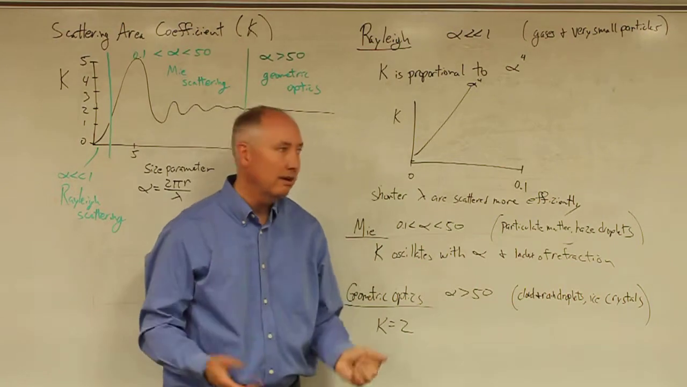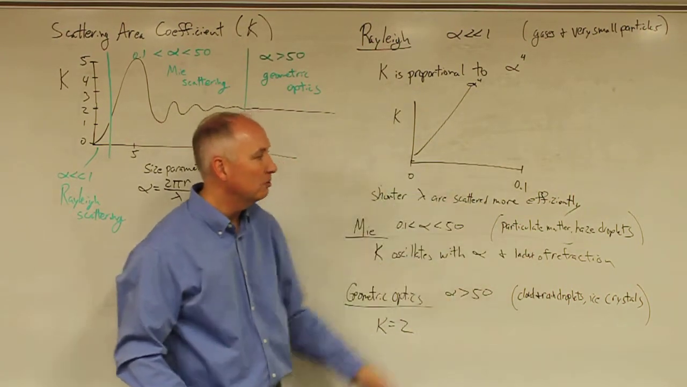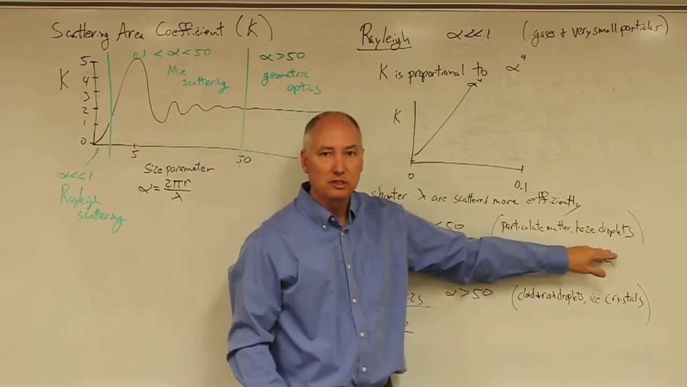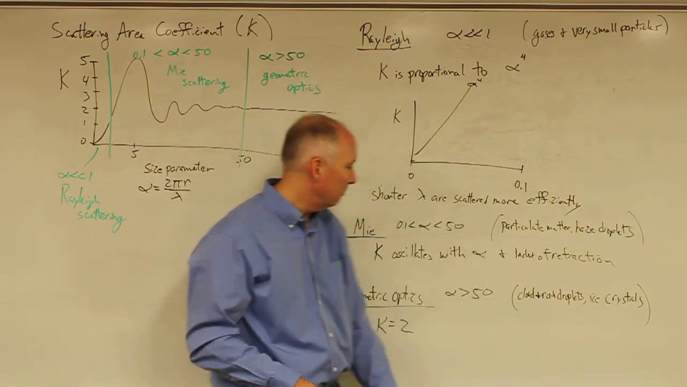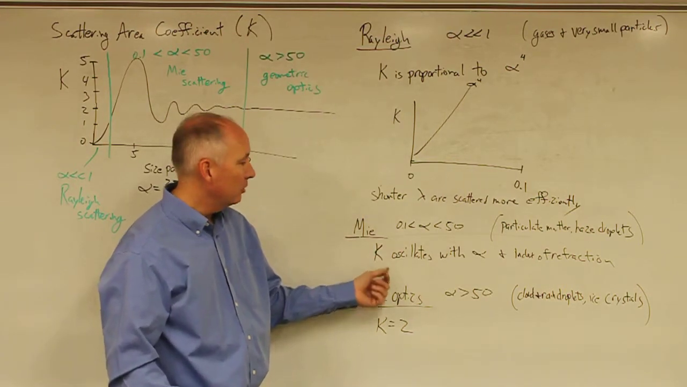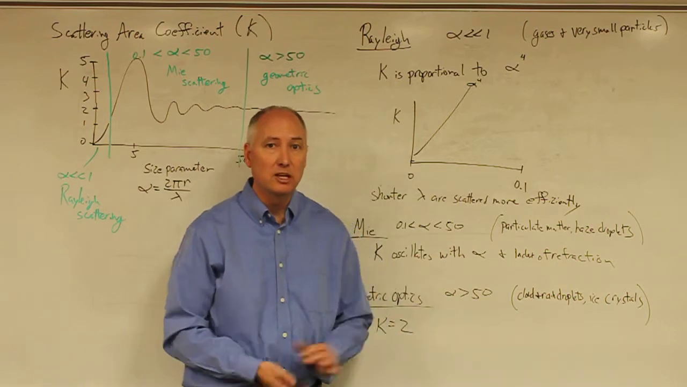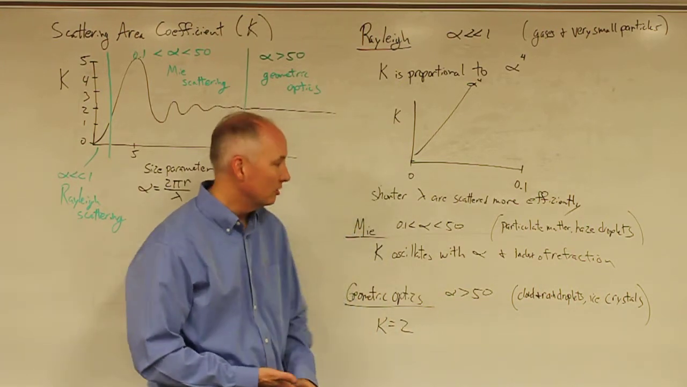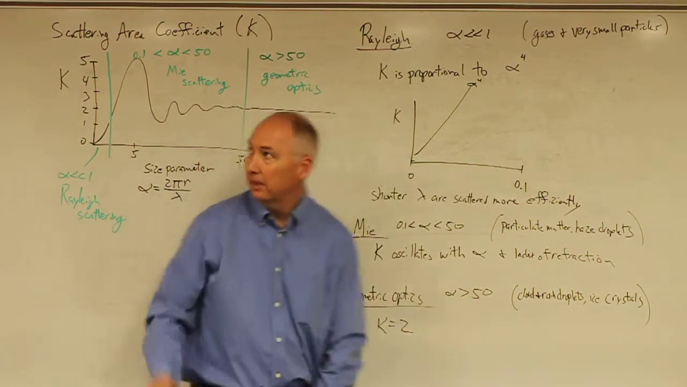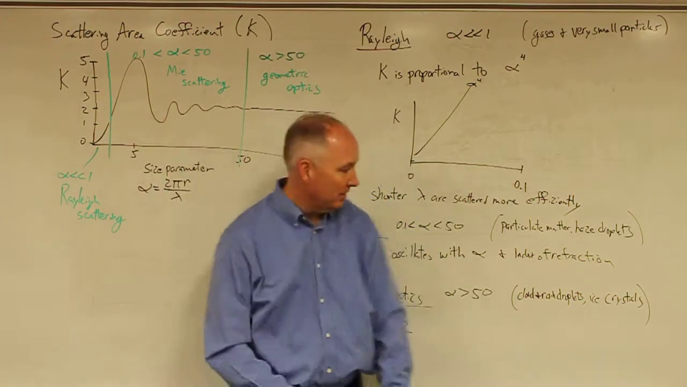In the Mie scattering regime, with the size parameter between 0.1 and 50, this is going to be the appropriate scattering regime for most particulate matter in the atmosphere, with the exception of the combustion particles and haze droplets, which are the non-activated cloud droplets. For Mie scattering, that K value oscillates with the size parameter, and it also depends on the index of refraction of the particles as well.